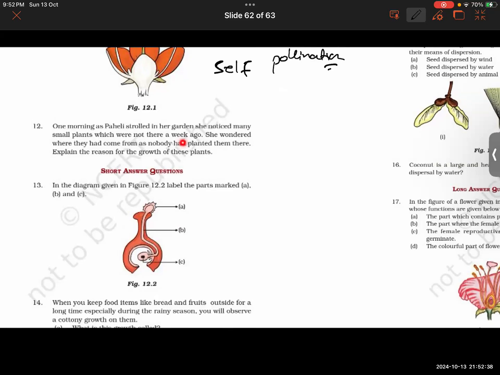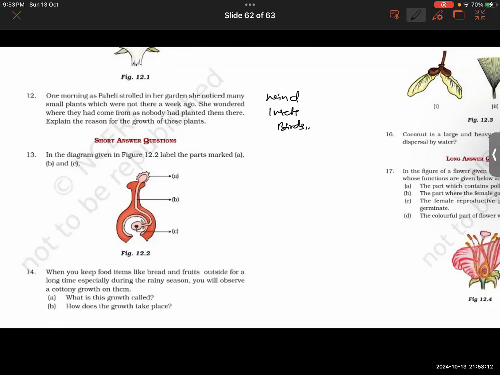Also, in the question, it is mentioned that there was no plant there a week ago. So yeah, we can say in some way that grass could also be there because even if you cut the grass and some portion of the roots are left, new grass will emerge out of it. So we can include that also, but we should also include that it could have been brought by the action of the wind or the insects or the birds. Okay. Question number 13.